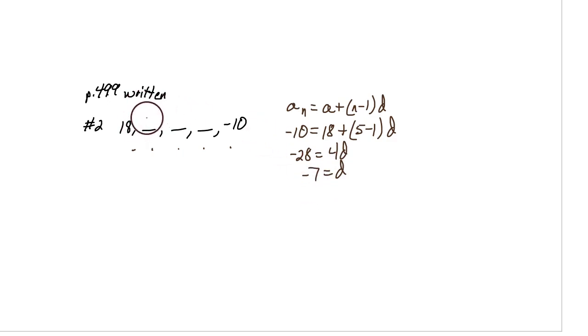So 18 subtract 7 is 11. 11 subtract 7 is 4. 4 subtract 7 is negative 3. Negative 3 subtract 7 brings us to the last term.